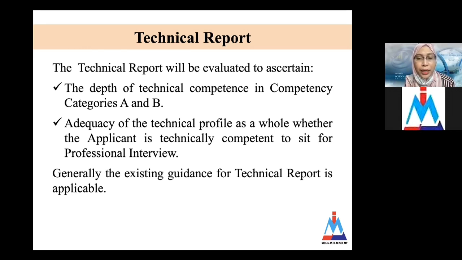So generally the existing guidance for technical report is applicable. If you submit through IEM, then this one is applicable online. So they will give you all this data even before you sit for the professional interview exam, right? You have the report, however it's not in detail or in order. So basically IEM will guide you through how you want to write the technical or design report. Okay. All right.